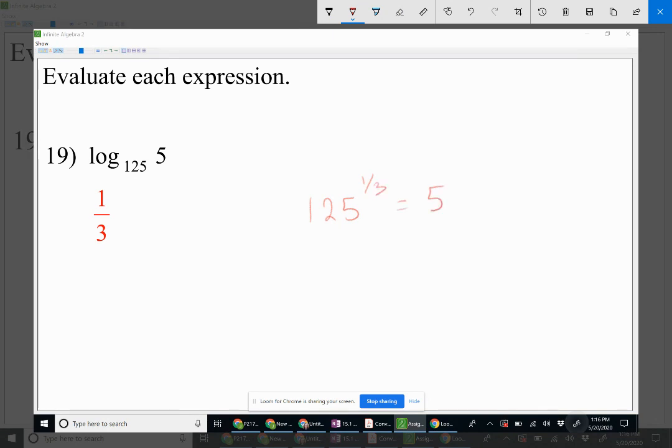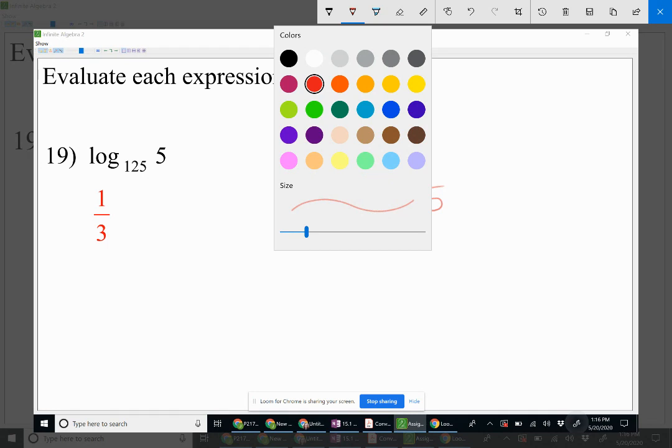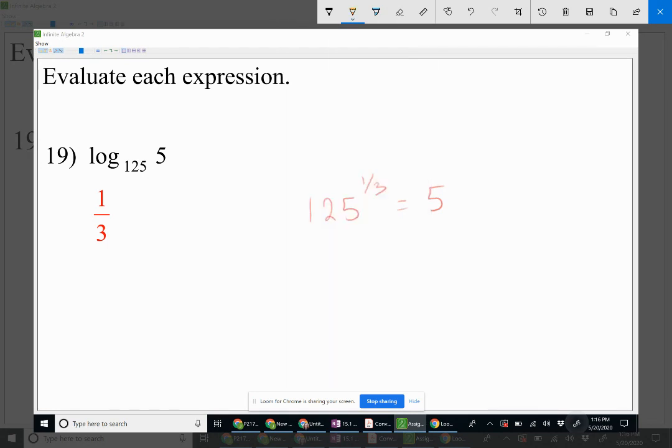If we were going to do the whole swirly thing, we would do it like this. Write your x. Circle 125 to the x equals 5. Well, we know that 125 to the 1/3, the cube root of 125, equals 5. So x equals 1/3.